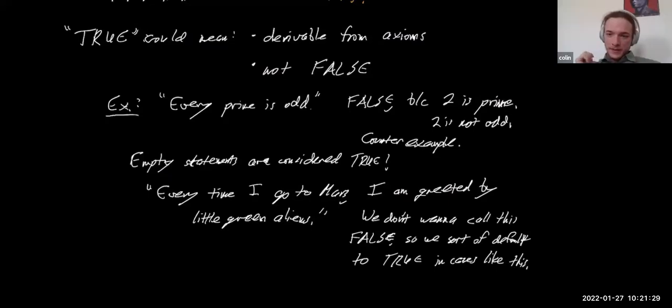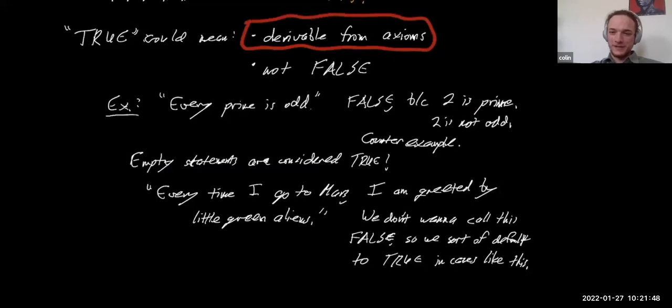Quick question. In order for something to be true, does it have to follow both of those requirements, both of those definitions of true, or just one? Oh, you mean up here? Yeah. And if it has to follow both, then could you derive from axioms that every time you go to Mars, you're greeted with little green aliens?